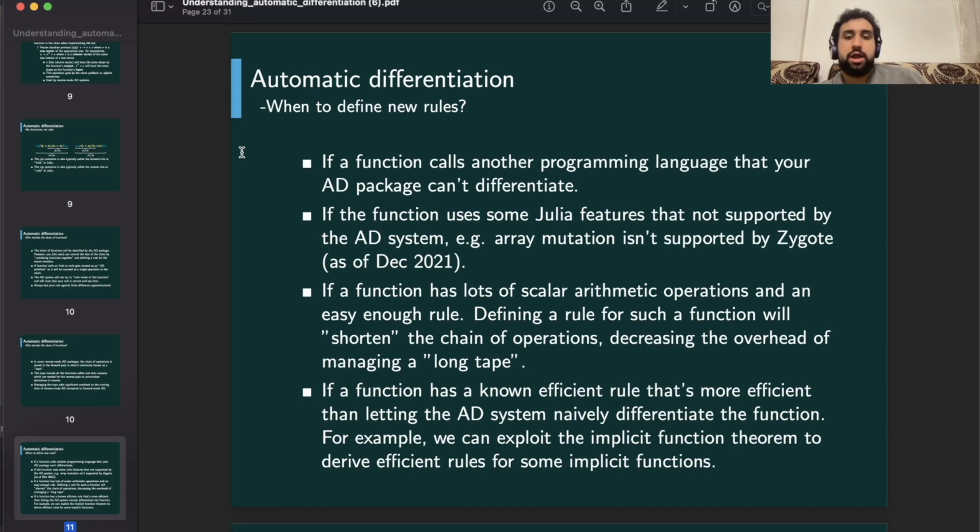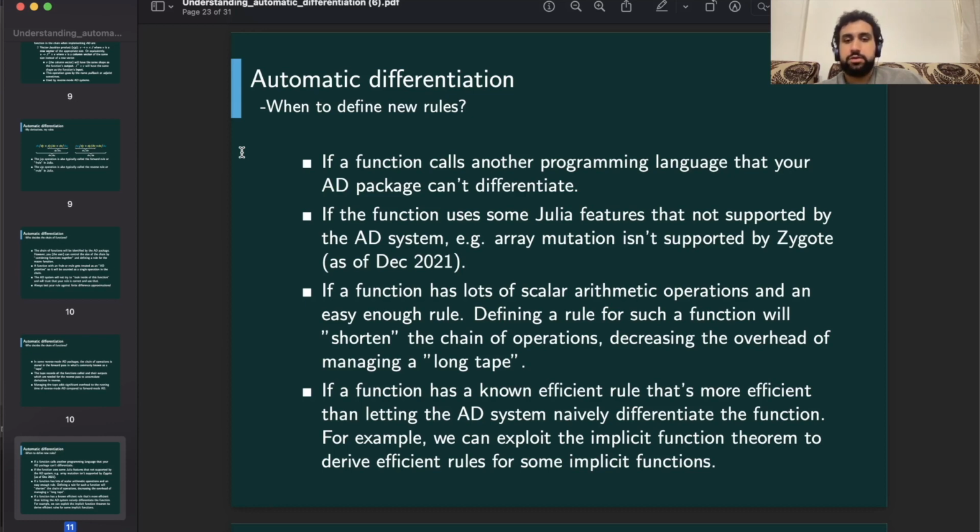Unless maybe you're trying to do higher order derivatives, then that becomes a problem, because now it's going to try to differentiate your rule, and then it can see the mutation now. Like you can no longer hide the mutation from Zygote. But yeah, so that's basically another scenario or case where you might need to define a rule for a function if you're doing something that's kind of illegal for a certain AD package, or it's not supported by an AD package.